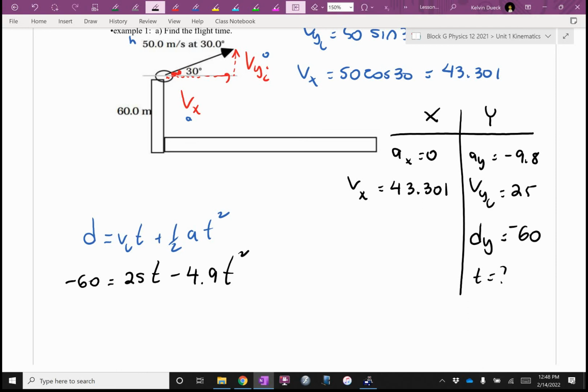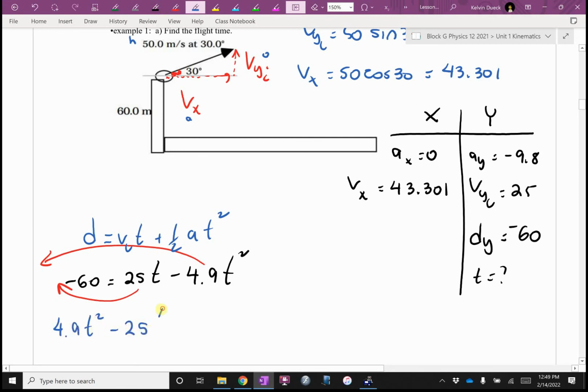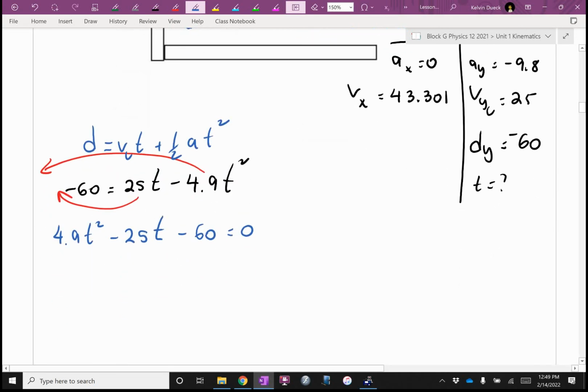I could plus the 60 over. I'm actually going to plus the 4.9 and minus the 25t, because I've learned I make more dumb mistakes when the quadratic term is negative. So it's me being uber paranoid. I'll get positive 4.9 t squared, take away 25t, take away 60 equals 0. And I also wrote it in the correct order of descending power. So that's A, that's B, that's C.